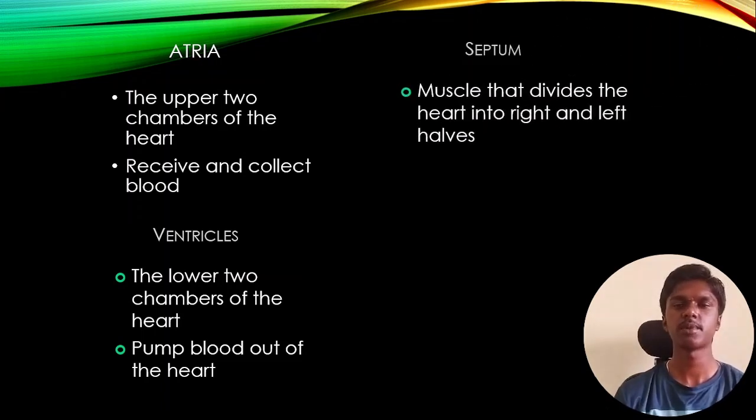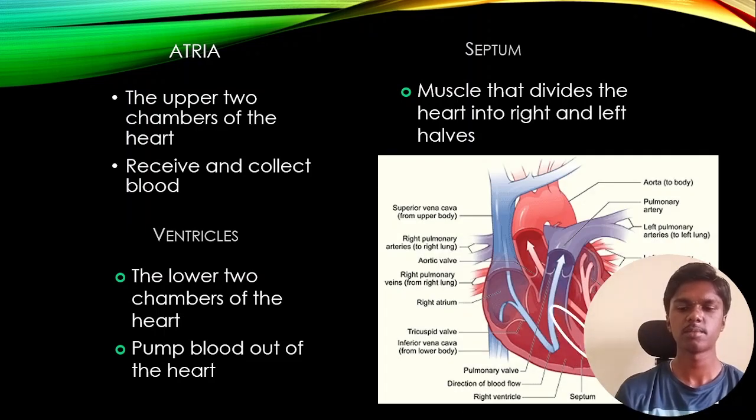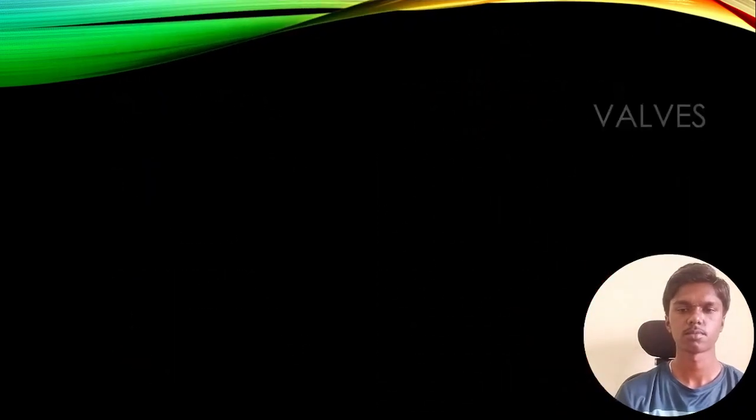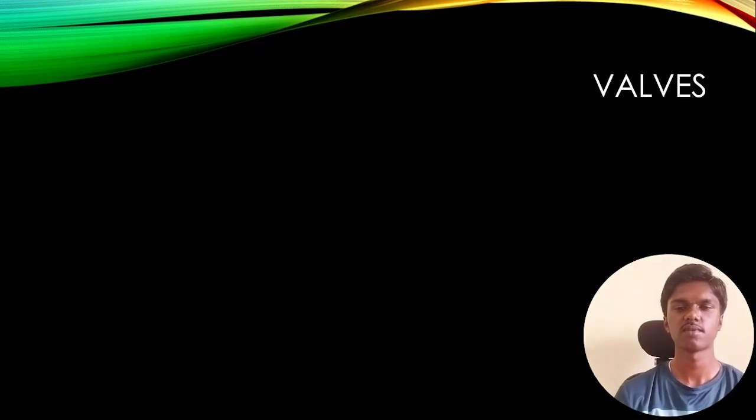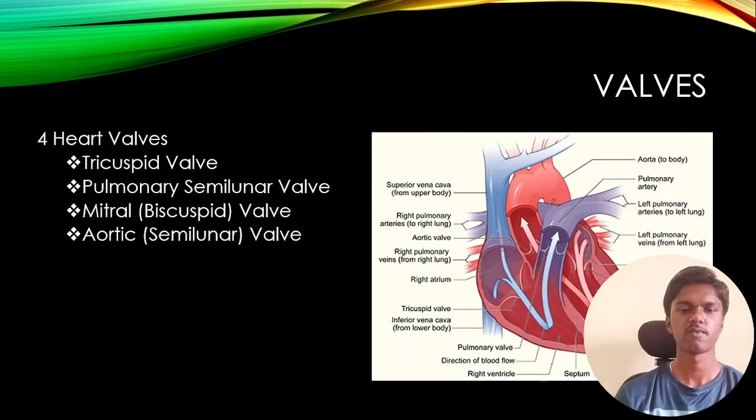Now the septum. The septum is a muscle that divides the heart into right and left halves. And the septum is situated as shown in the diagram. So let's move on to the valves. We have four types of valves: the tricuspid valve, the pulmonary semilunar valve, the mitral bicuspid valve, the aortic semilunar valve.